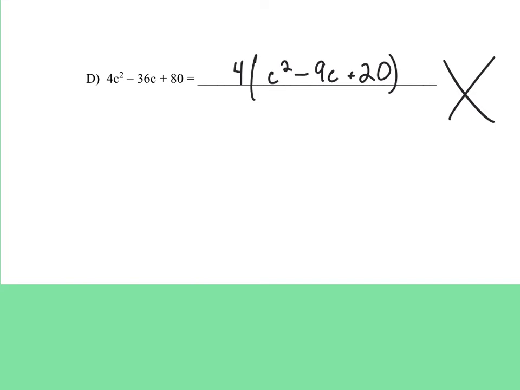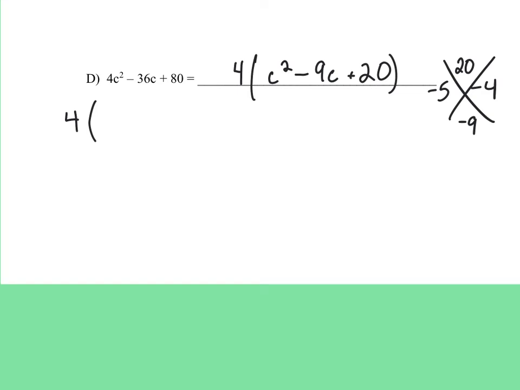All right, X method. Timmy, what goes on the top of our X? 20. 20, good. What goes in the bottom? Negative 9. Two things that will multiply to give me 20 and add to give me negative 9. Good. So we leave our GCF out here chilling.